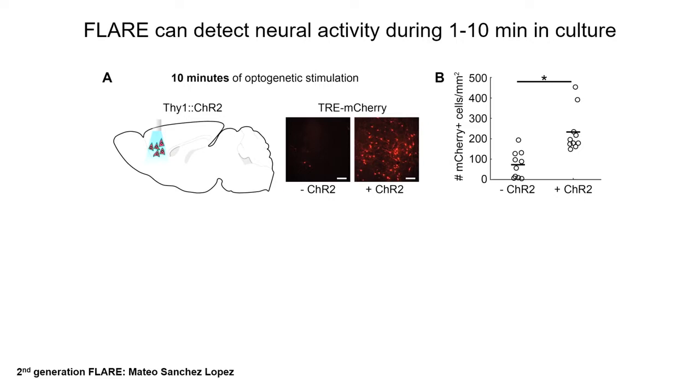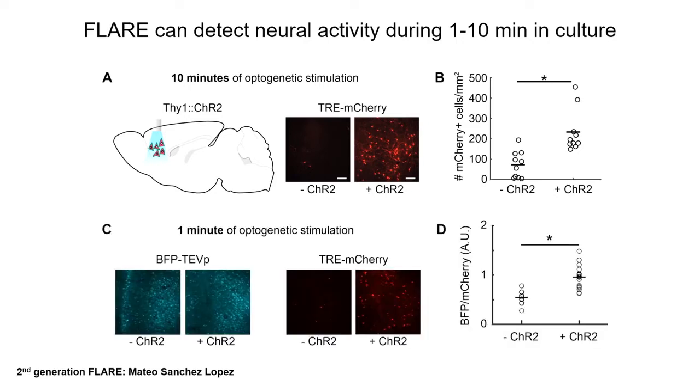So this was first just during 10 minutes of optogenetic stimulation, and then we narrowed this down to even just delivering 1 minute of blue light pulses into the brain. And even in this case, we're able to detect more mCherry in these CHR2 positive mice. And this is just showing the protease that's fused to a BFP so we can be sure that we're actually expressing our FLARE recorder in the brain.